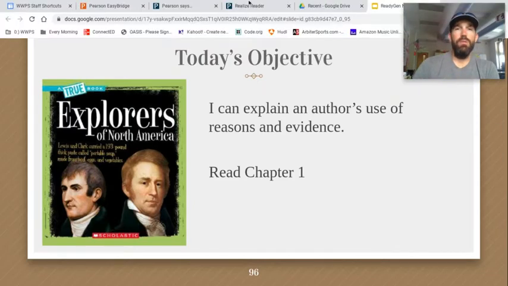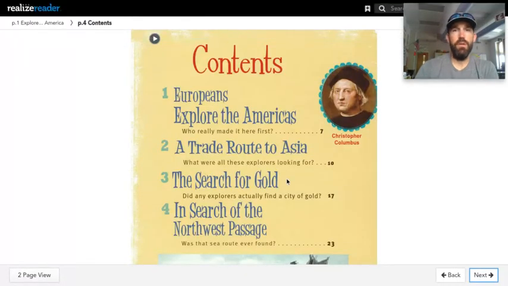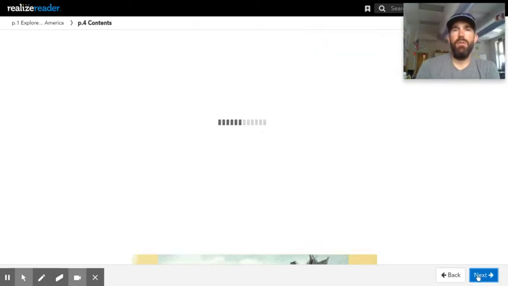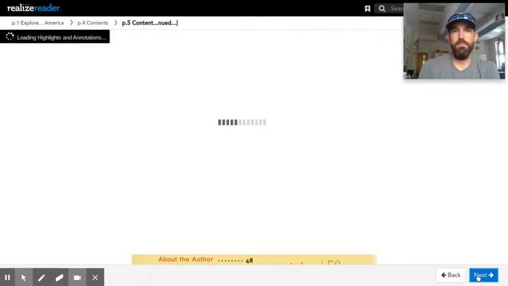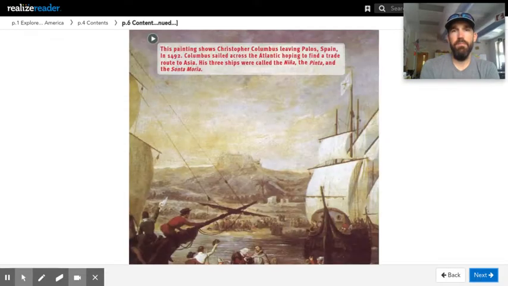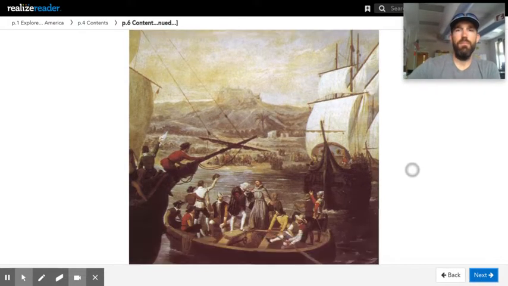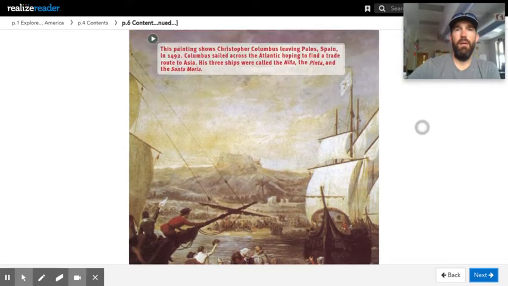As we look into this text, you're going to see that we have a table of contents, and chapter 1 is Europeans explore the Americas. Who really made it here first? And they've got a little picture of Christopher Columbus there, so we might figure out maybe we were wrong about some other information that we thought we had. Let's go ahead and turn to that first page that we're going to read from, which I believe is going to be page 7. All right. And please follow along in the text.